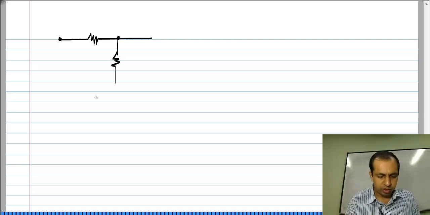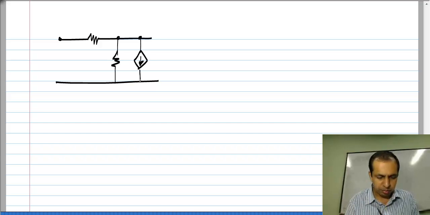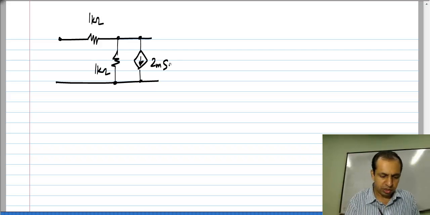So, again taking a more complicated example with a control source, we can also calculate the H parameters, 1 kilo ohm, 1 kilo ohm and 2 millisiemens times V x, where V x is over here.